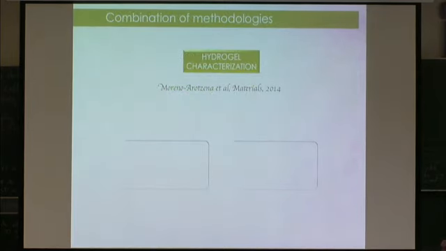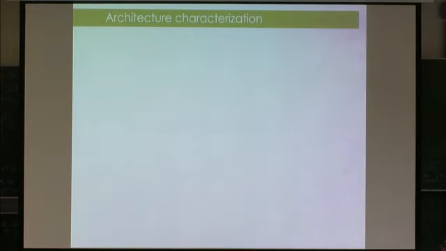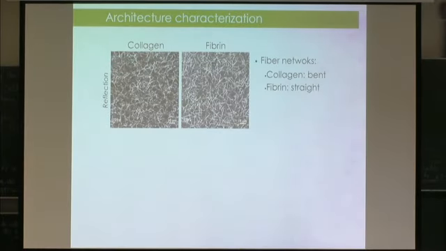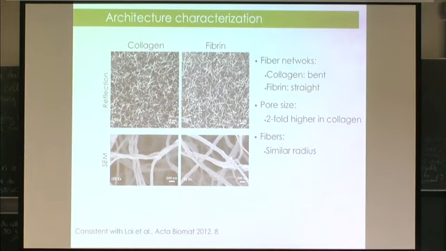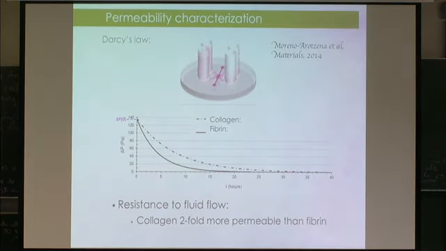So if we initially characterize the hydrogels, the differences between collagen and fibrin, we can see that collagen is more bent, while fibrin is more straight, and the pore size is a bit higher in the collagen than in the fibrin. They have a similar radius, and in this case the collagen fibers are more bundled than in fibrin. We also measured the permeability of both hydrogels. Collagen is more or less 2 times more permeable than fibrin.